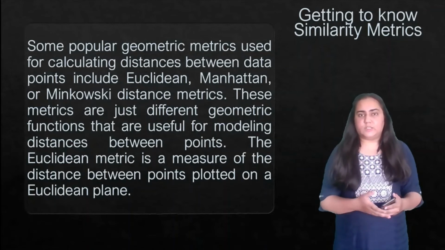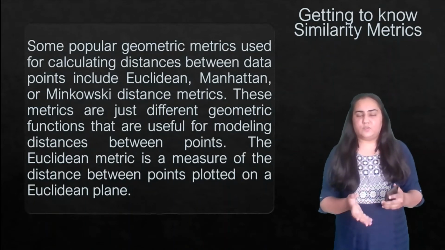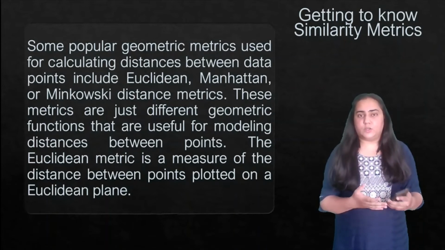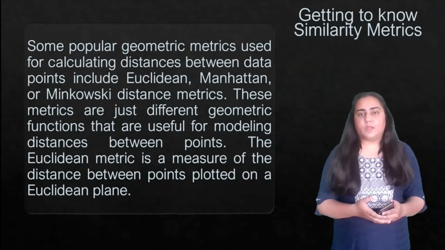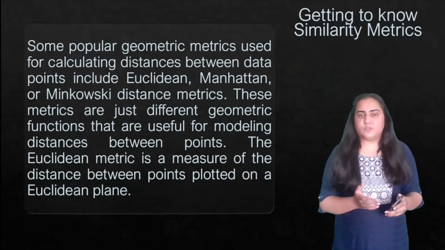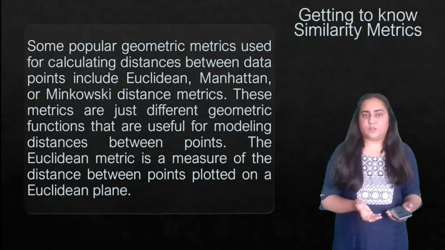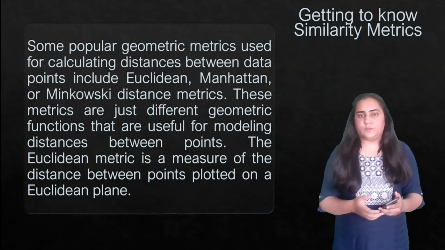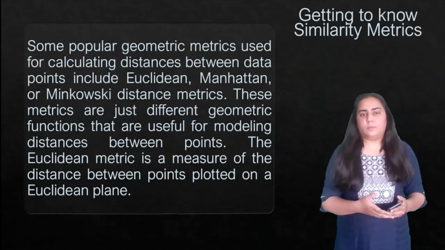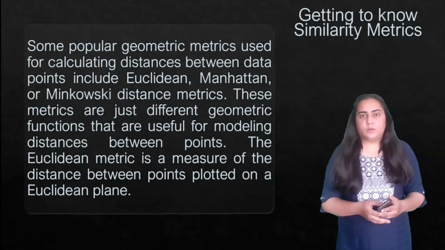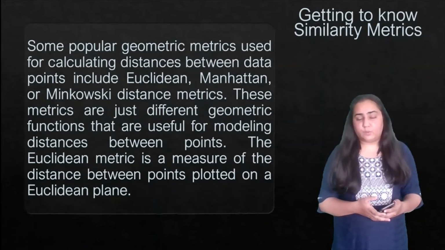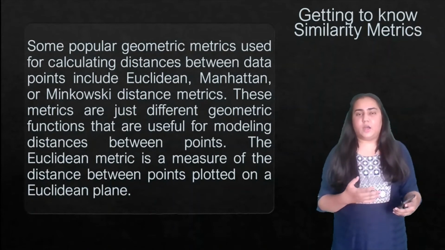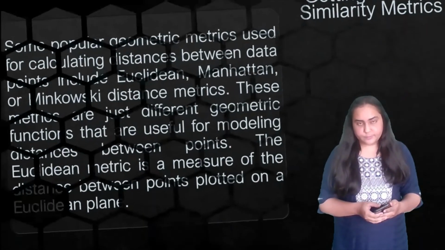So you have to measure the distance, and to measure the distance, we have these 3 very popular geometric metric techniques, which are Euclidean, Manhattan, and Minkowski distance metrics. Now, the Euclidean metric is a measure of the distance between points plotted on a Euclidean plane. So there is a plane called a Euclidean plane, and when points are plotted on that, you just measure the distance by using the Euclidean metric. We are not going to get into the details of that for now because we usually have a program doing all these things for us, and we don't really need to understand how exactly that is happening behind the scenes.